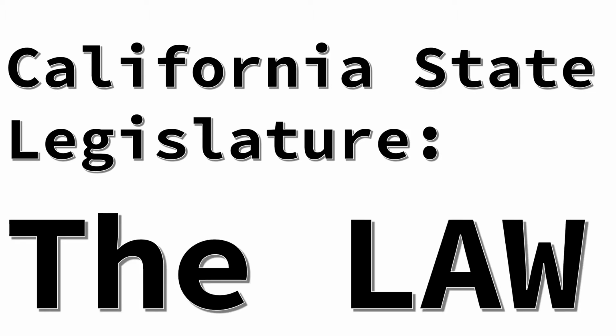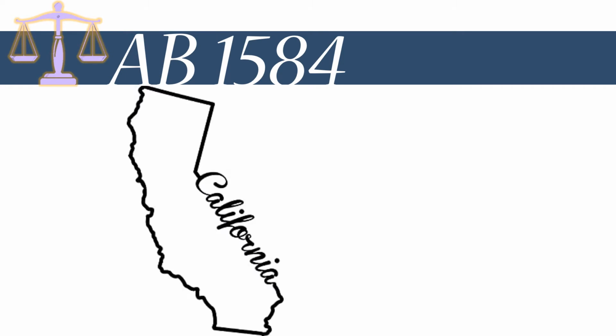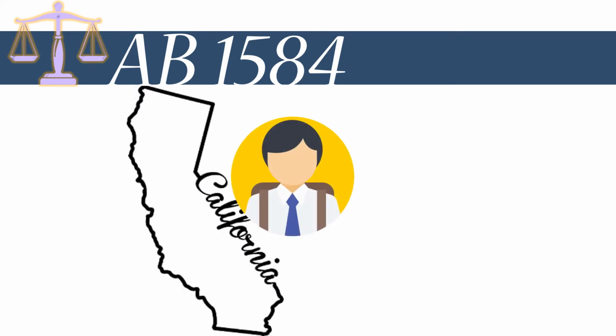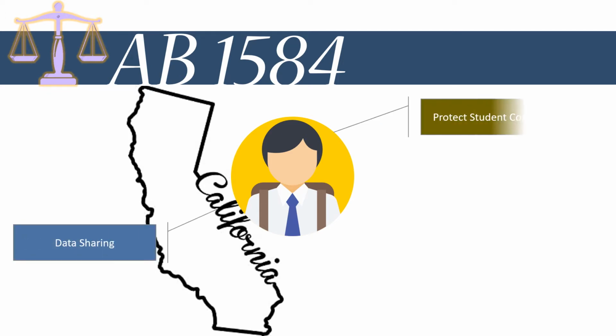Now, before we walk through CJUSD's Ask Before You app process, let's talk a little bit about Assembly Bill 1584. Let me find my law book around here. Just kidding. AB 1584 is a state assembly bill all about student privacy and protections in California. It addresses student protections in social media, data sharing, student work copyrights, and so much more.